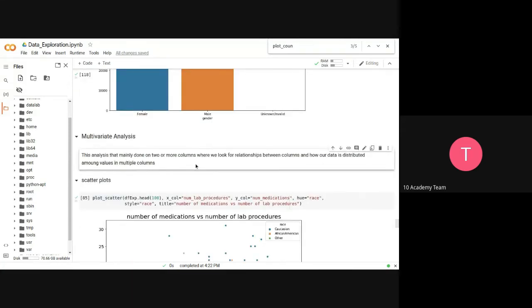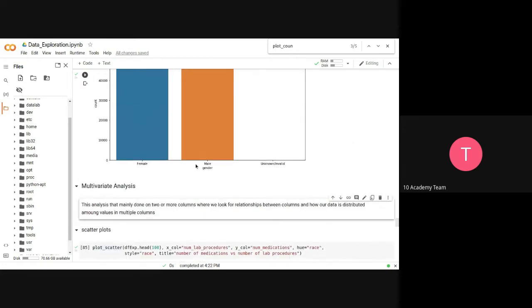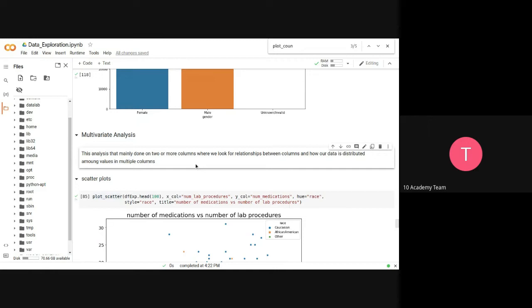So that was univariate analysis, which was an analysis which disregarded all the other variables in our case and just zooms into a single variable and allows you to get a summary of what that variable is. And so that's it for the univariate analysis.